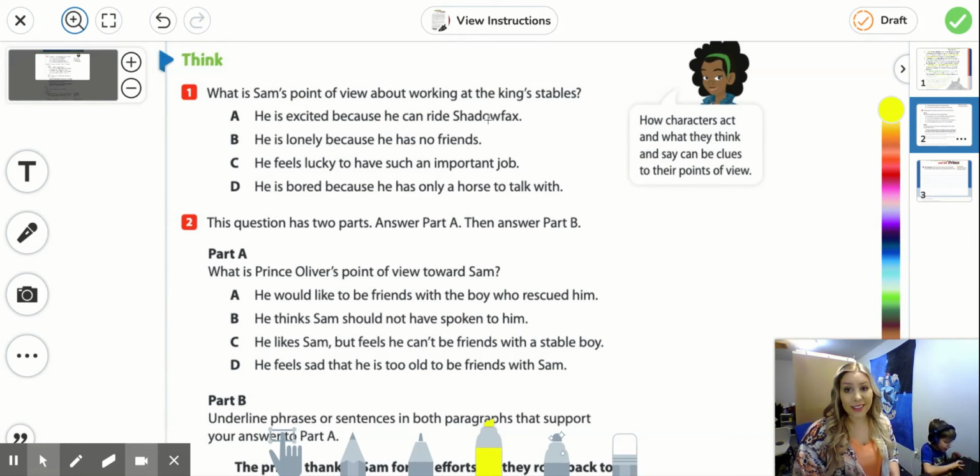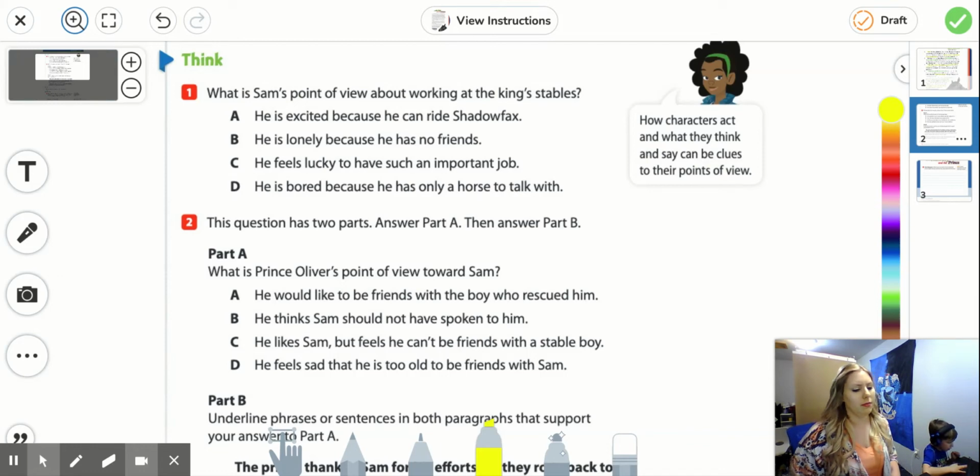Is he excited that he gets to ride Shadowfax? Is he lonely because he has no friends? Does he feel lucky to have such an important job? Or is he bored because he only has a horse to talk to? Which one best shows his point of view? Go ahead and type in the chat, A, B, C, or D.